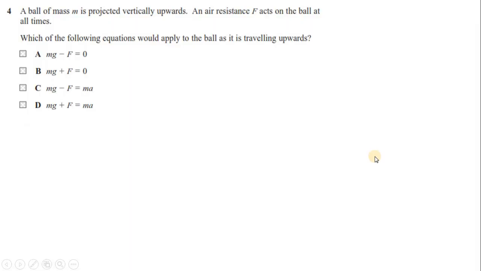Question number 4. A ball of mass m is projected vertically upward and air resistance F acts on the ball at all times. Which of the following equations would apply to the ball as it is traveling upward? Okay, so a ball is traveling upward. This is the direction of velocity v, moving upward, and air resistance is acting.